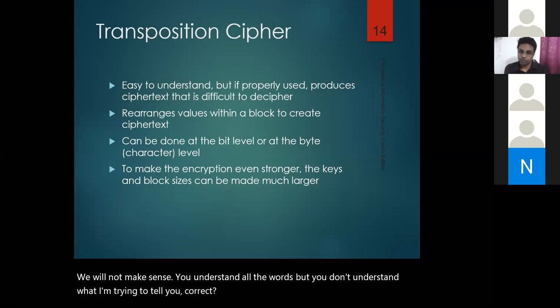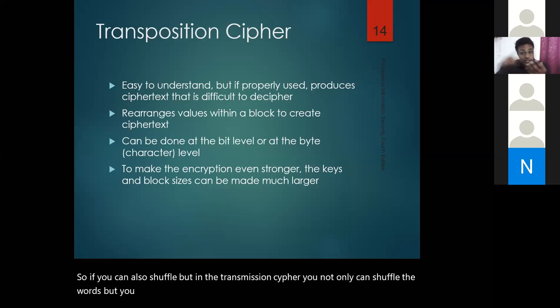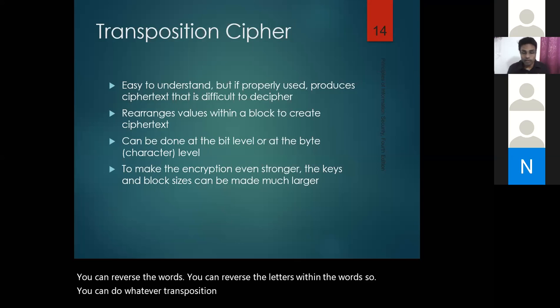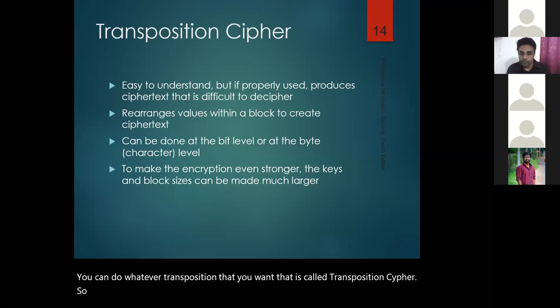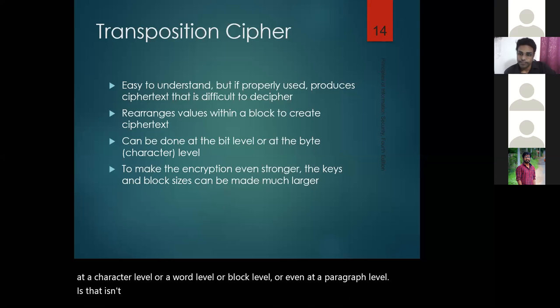So that is called a transposition cipher. In a transposition cipher, you can not only shuffle the words, but also shuffle the letters within each word. You can reverse the words, you can reverse the letters within the words. You can do whatever transposition that you want. That is called a transposition cipher. So it can be done at any level. You can use as strong a key as you want, at a character level, word level, block level, or even paragraph level. Is that making sense, guys? Is that making sense, Venkat? Yes, sir. Yeah, Noreen.